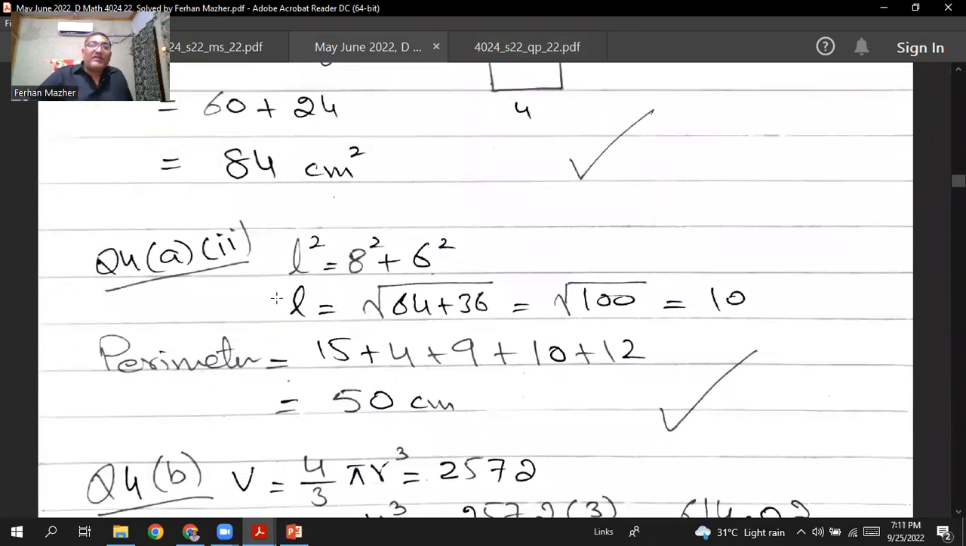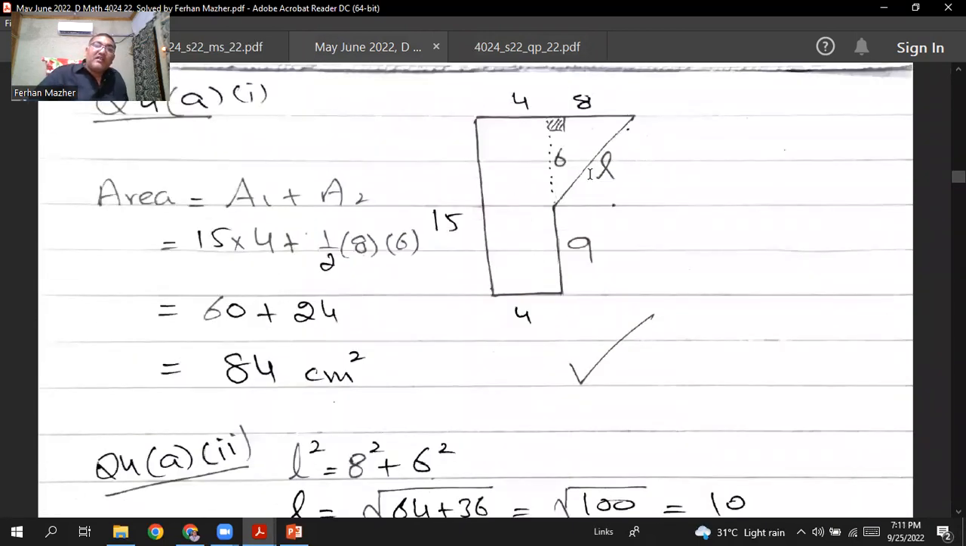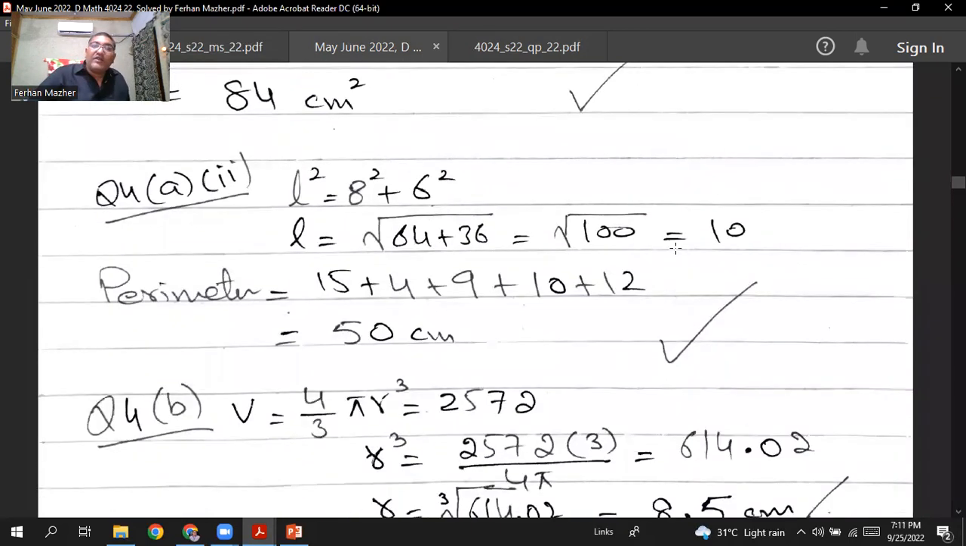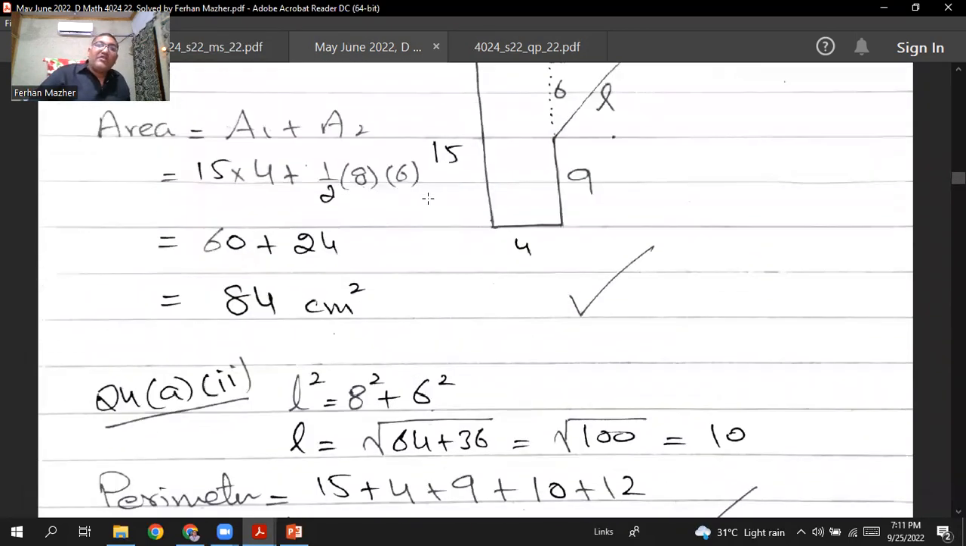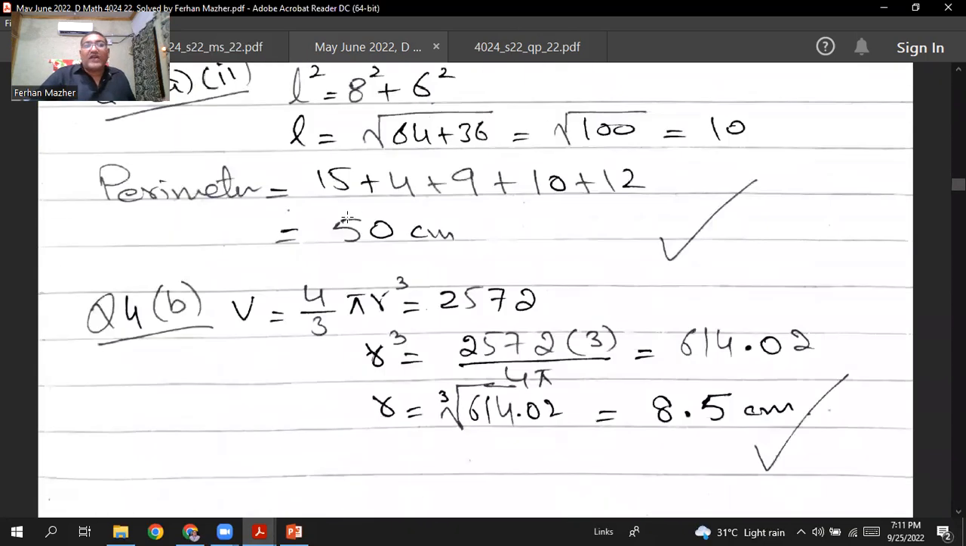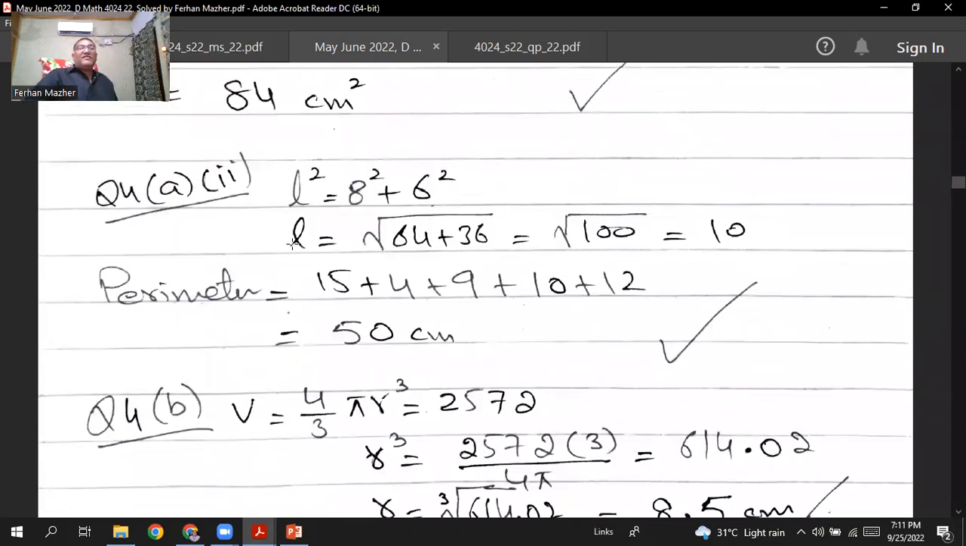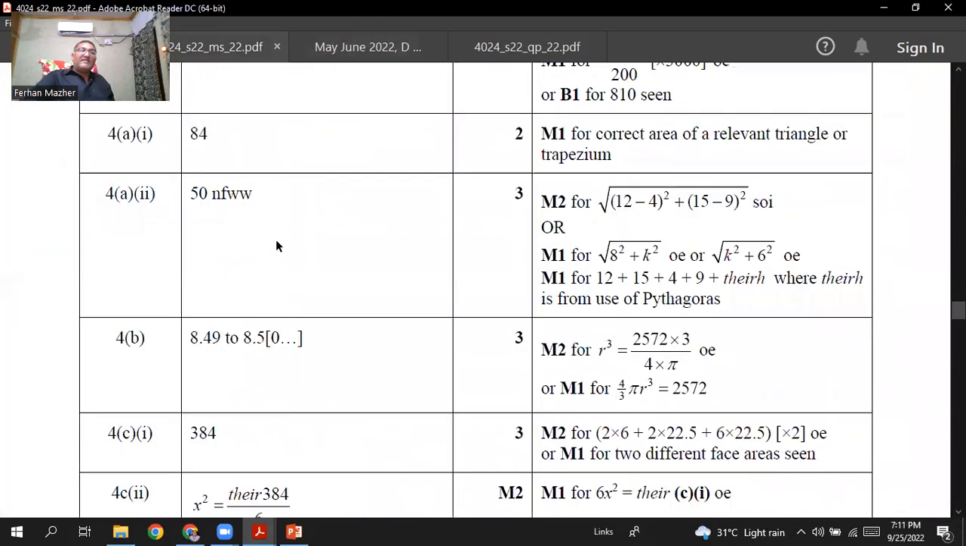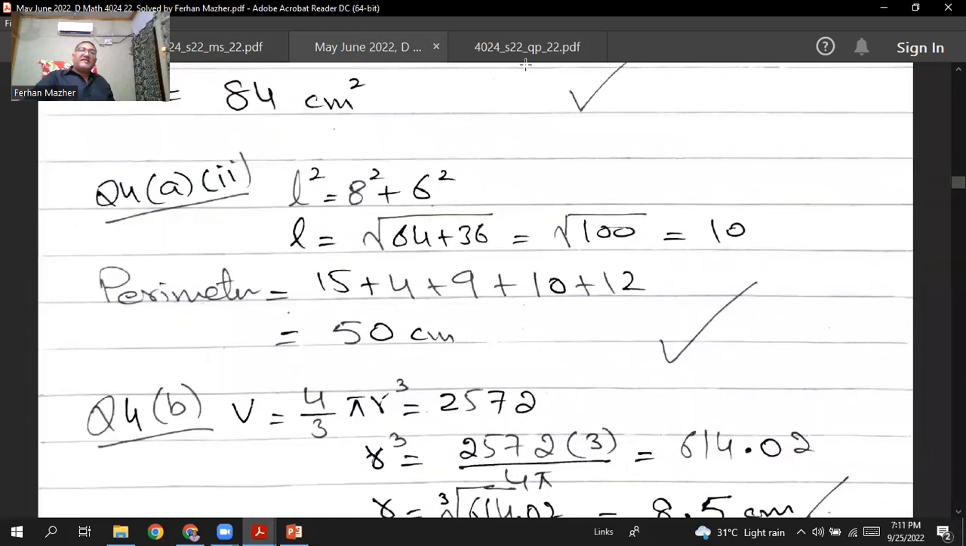So first of all, I will apply Pythagoras here. So L square will be equals to 8 square plus 6 square, and that will be, L will be equals to 10. So the perimeter will be, this is 10, okay. So it will be 12 plus 10 plus 9 plus 4 plus 15. So that will be the perimeter. So here you can see 15 plus 4 plus 9 plus 10 plus 12. So that will be 50 centimeters. So the perimeter will be 50 centimeters. So that is my answer. 50 is the right answer, sir.